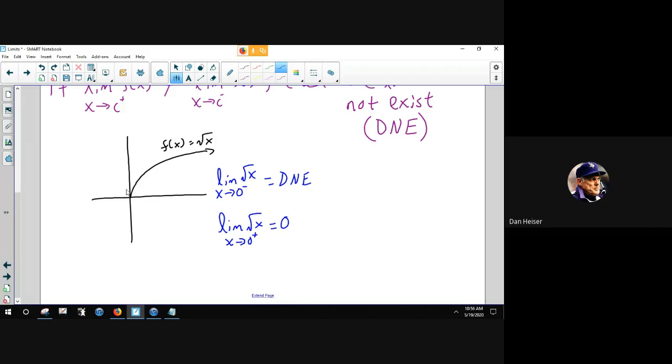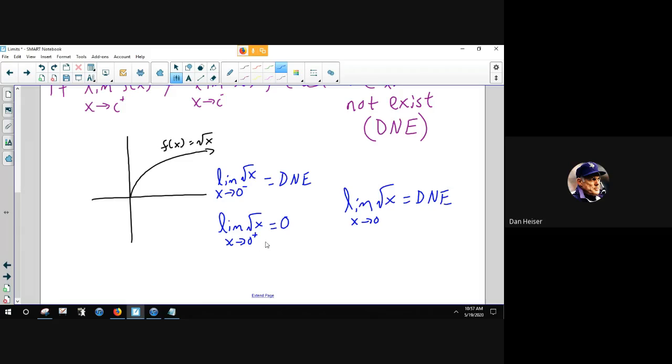As we approach 0 from the right, what's happening to y? It's getting closer and closer and closer to 0. It has a right-hand limit. It has no left-hand limit. So, in general, the limit of the square root of x as x approaches 0: there is none, because I cannot approach from both sides. There's no part of the graph over here. It has a right-hand limit only.